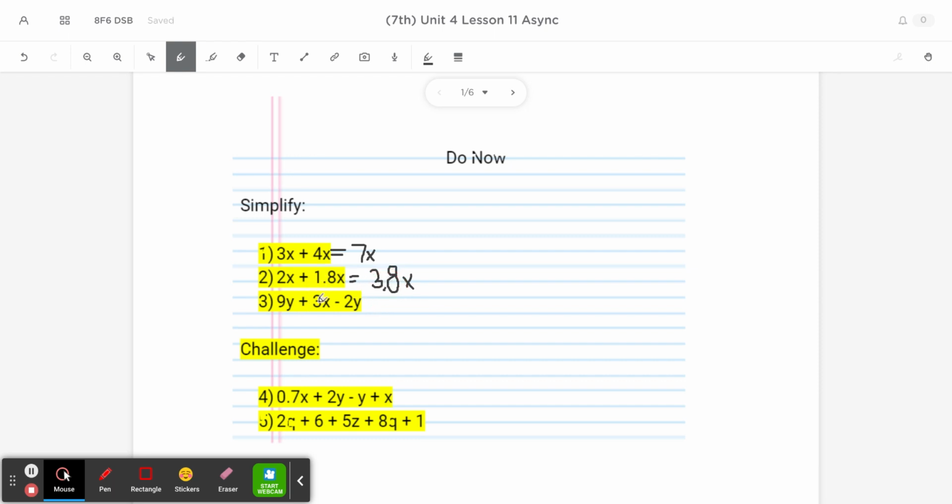I have 9y, 3x, and minus 2y. In this example, I can put my y's together because I have 9y take away 2y for 7y left over, but I'll have to leave 3x alone. Because the y tells me a number of y's that I have, 7, and 3x tells me a number of x's I have, 3, I can't put them together in any way. They give me different information about different variables.